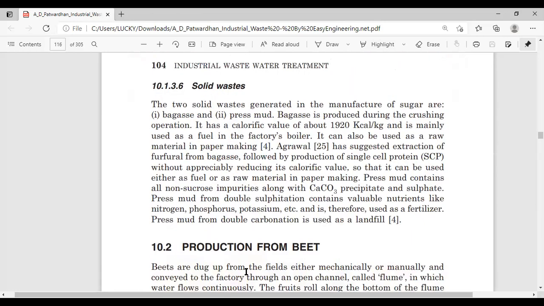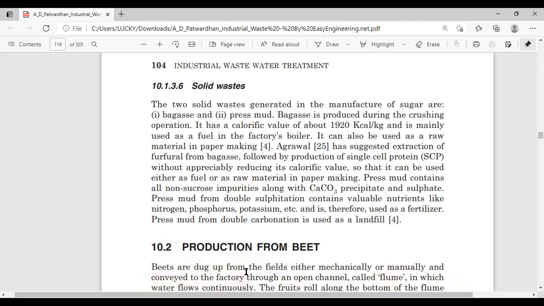And here solid waste is the last process. The two solid wastes generated in the manufacture of sugar are bagasse and press mud. Bagasse is produced during the crushing operation. It has a calorific value of about 120 kilocalories per kg and is mainly used as a fuel in the factory boiler. It can also be used as a raw material in paper making.